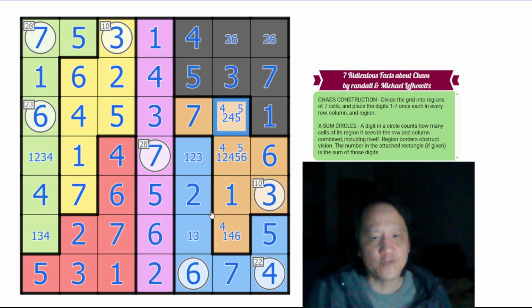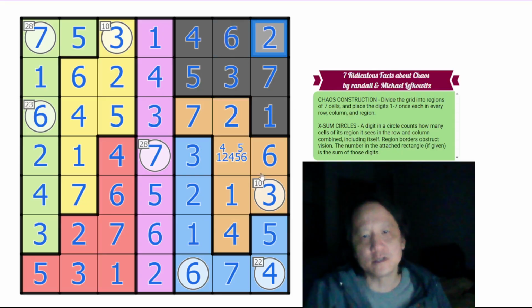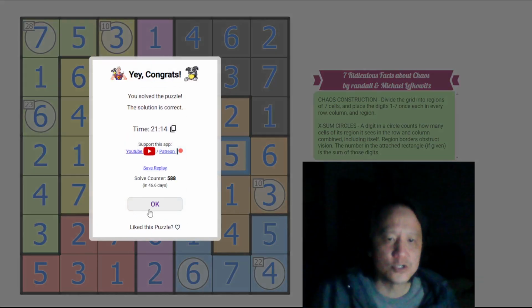This can't be 4 or 5, so it's 2. This can't be 2 or 1, so it's 3. This can't be 1, 3, or 4, so it's 2, which makes this 3, which makes this 1. This can't be 1 or 6, so it's 4. 2 eliminates 2 here, so it's 6 and 2, and this must be a 5. And that's a solution.